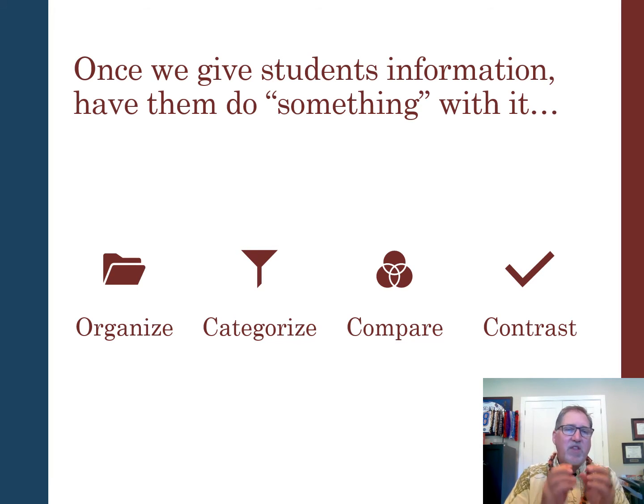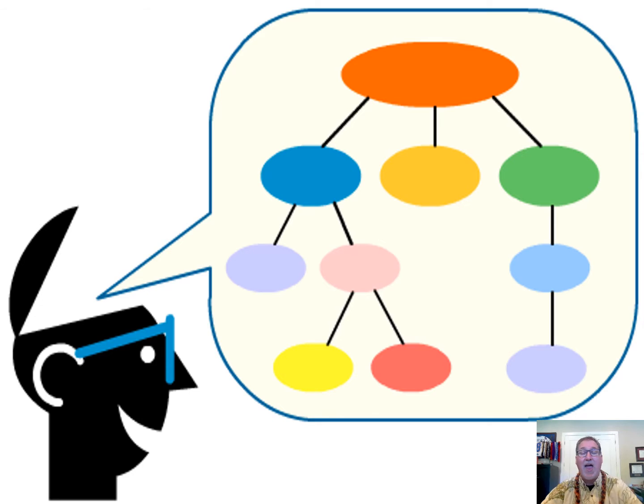But rather than just trying to give information, memorize it, and give it back, that's one of the hardest things for the brain to do. So, to what extent do we have the brain do something with it? And we know a lot of these things. We know a lot about thinking maps and graphic organizers and some of those kinds of things.